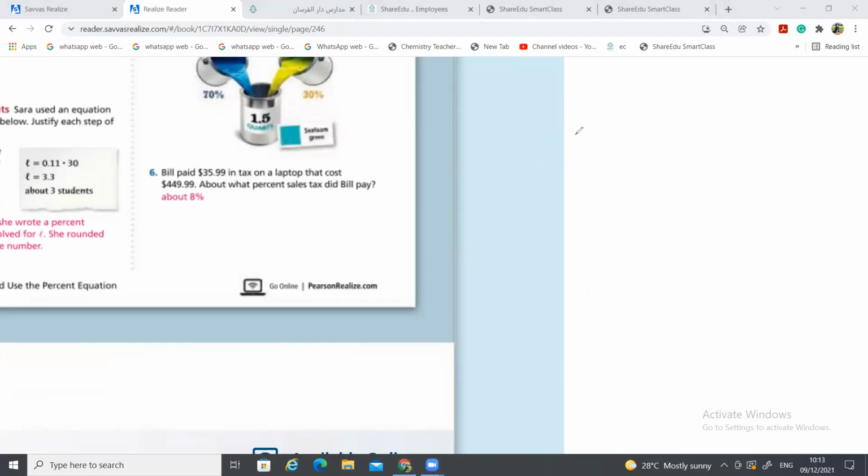Bill paid $35.99 in tax on a laptop that cost $449.99. Okay, they paid a tax. $35.99 is the tax. You understand? Because they said Bill paid. So that's why our English has to be strong. Read it twice. Bill paid in tax on a laptop. The laptop costs this much, and you have a tax of this much. Okay, what percentage sales tax did Bill pay?